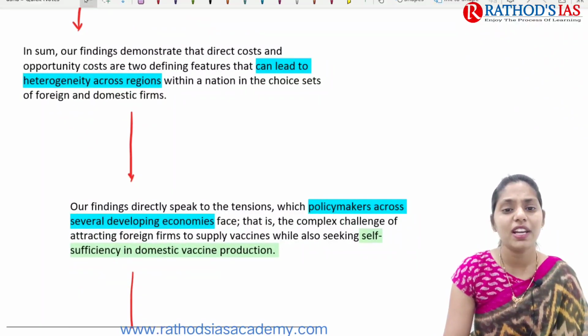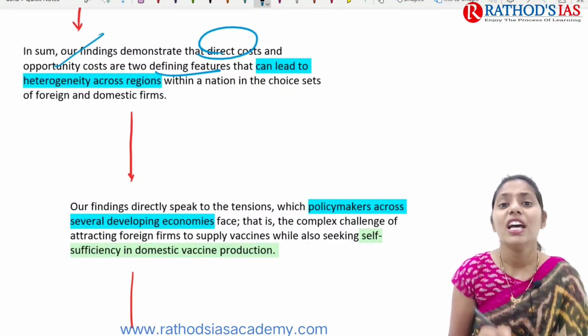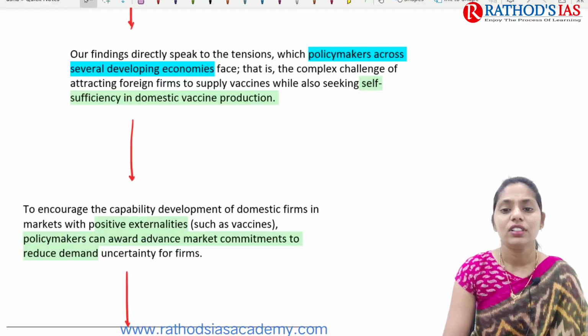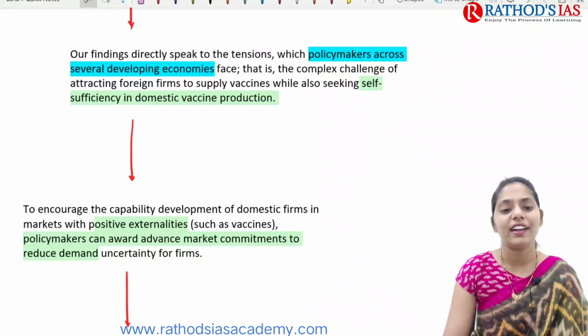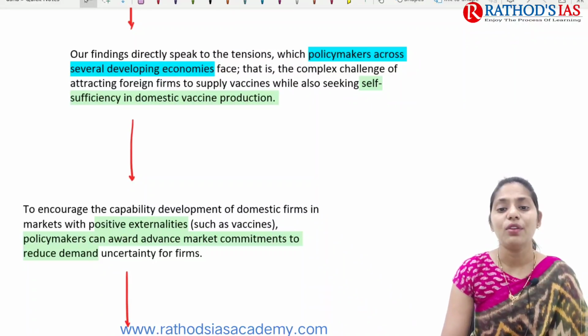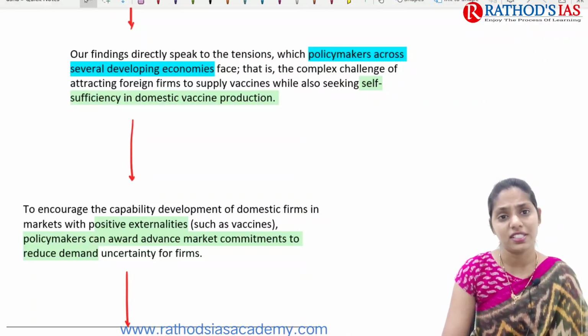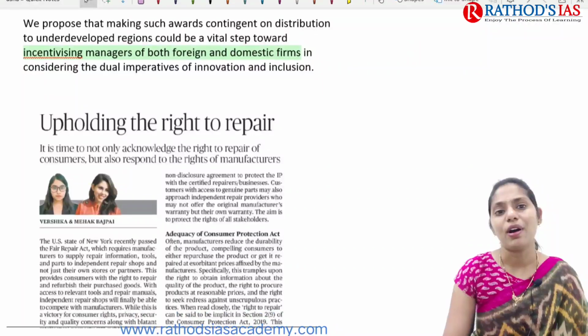And if you are talking about the defining factors, a recent study found that direct cost as well as opportunity cost are two defining features that lead to heterogeneity across the world. The findings show that policymakers across several developing countries face the complex challenge of attracting foreign firms to supply vaccines while also seeking self-sufficiency in domestic vaccine production. And finally, we need to focus on encouraging the capacity development of domestic firms in the markets with positive externalities. So this is about this topic.